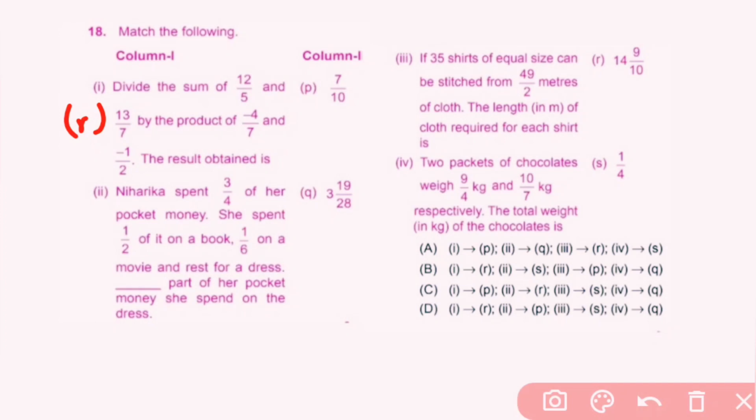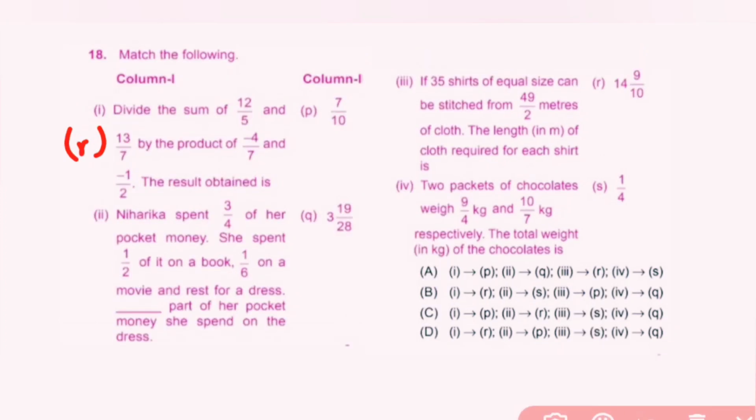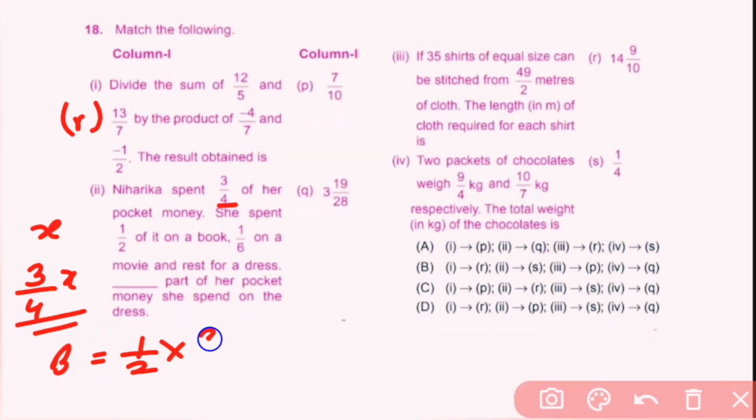Option 2. Niharika spent 3 by 4 of her pocket money. She spent 1 by 2 of it on a book, 1 by 6 on a movie and the rest on a dress. What part of her pocket money did she spend on the dress? So we first consider the total amount she has as X. Total spent is 3 by 4X. Out of this she spent 1 by 2 on the book, means for the book 1 by 2 into 3 by 4X, which gives 3X by 8.